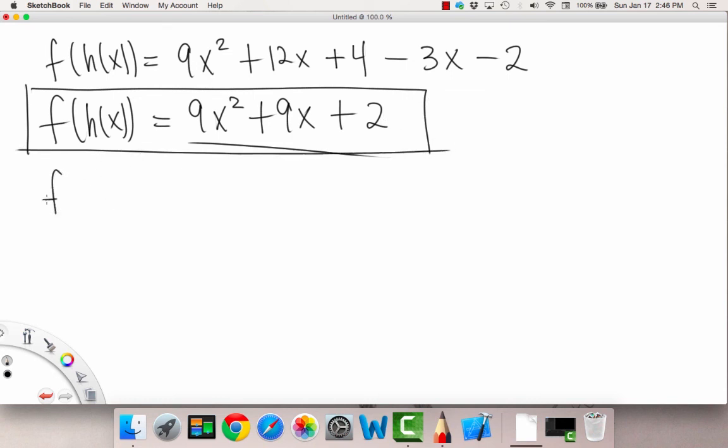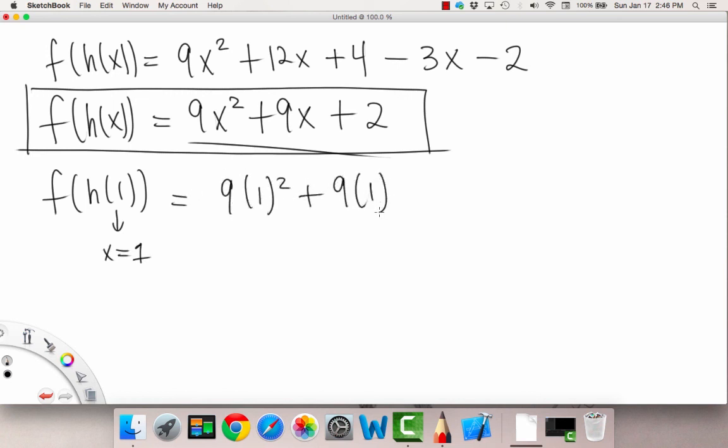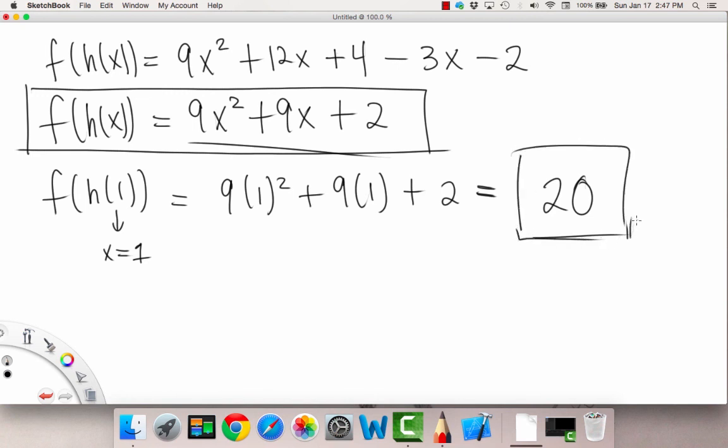So now if we want to find f of h of 1, all we have to do is plug in a 1 for x. x equals 1. So then you just do that on the right-hand side, and that gives us 9 times 1 squared plus 9 times 1 plus 2, which is kind of magically 9 plus 9, which is 18, plus 2, which gives us an output of 20, which is the same value that we got when we used method 1. Okay? So there, I just presented an equally valid method for solving composition of functions, and then evaluating it at a certain point. Okay?